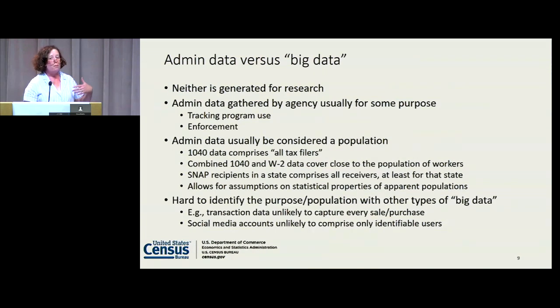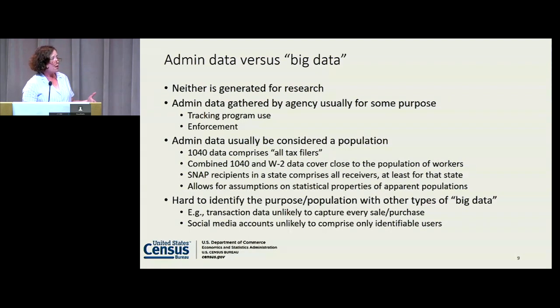So under some assumptions and some qualifications, we can consider 1040 data as all filers. Like we know that within a year, we get that data, it's 2016 or whatever, we know that all of those people filed their taxes. And again, there might be some administrative error, there might be some error in transmission, but hopefully those errors are random, and so they're not going to impact the final analysis of the data. The combined 1040 and W2 cover close to the population of workers. SNAP recipients in a given state, we know, are the ones in those states who form the recipient population.